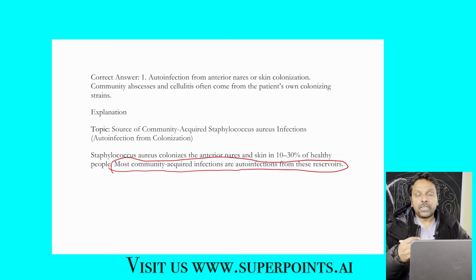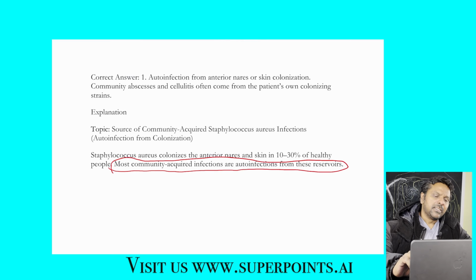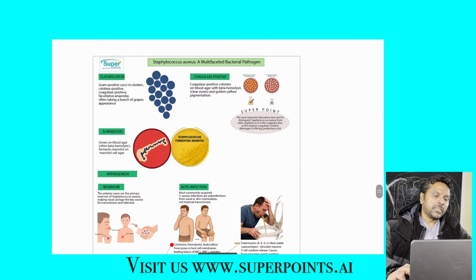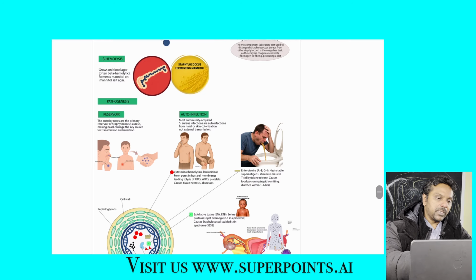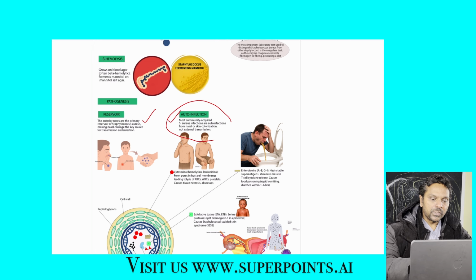So when patients throw a fit, how did I get this? Who gave this infection to me? Tell them that news slowly. Well, you gave it to yourself. So that helps them to be sympathetic to themselves. So remember this: anterior nares and most community acquired Staph aureus infections are auto-infections. So they go from here or from here.